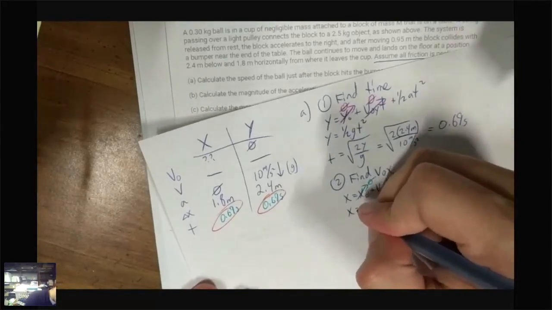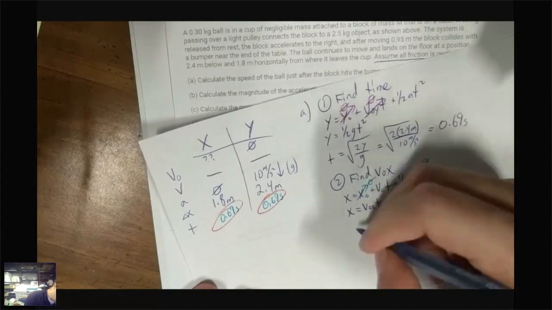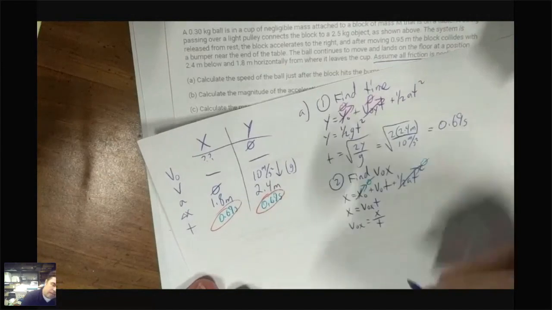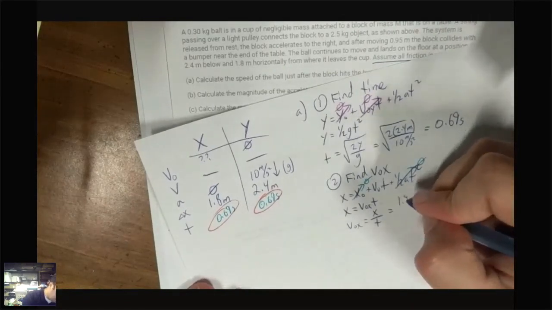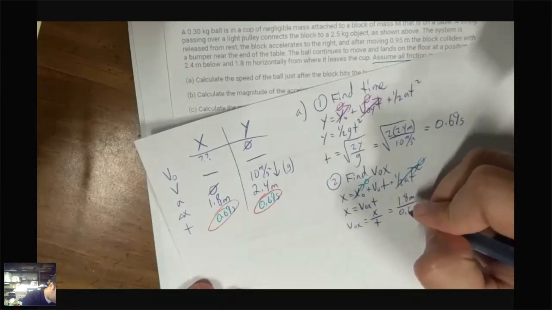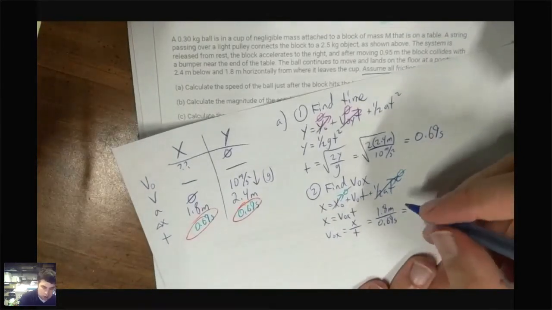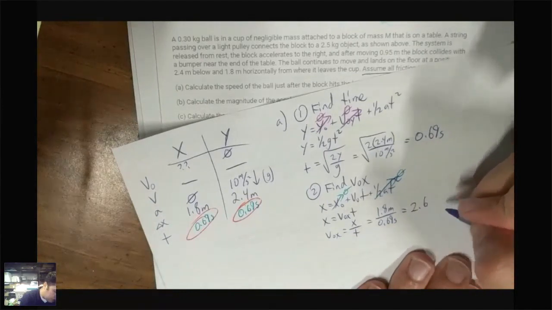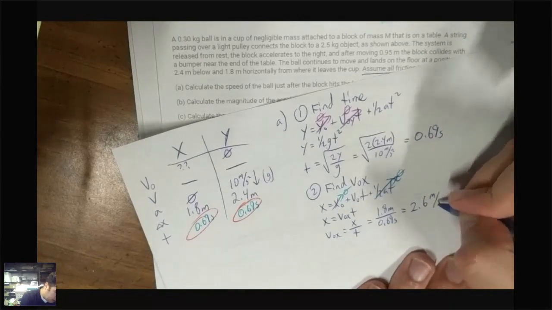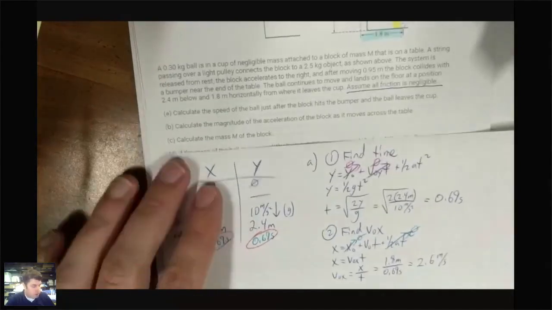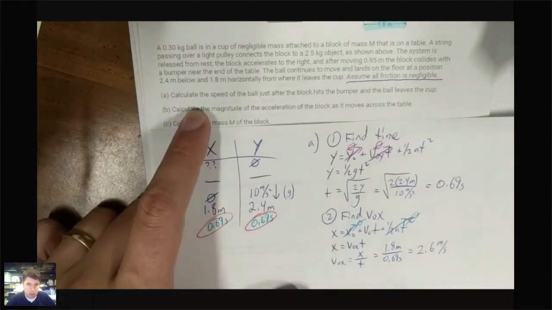So I get x equals v naught x times t, and that means v naught x is just the distance over the time, which is 1.8 meters over 0.69 seconds, which equals, let's call it about 2.6 meters per second, 2.59 something, but 2.6 is good enough for this. And there is our part A. Done. We have found the speed of the ball just after the block gets over.